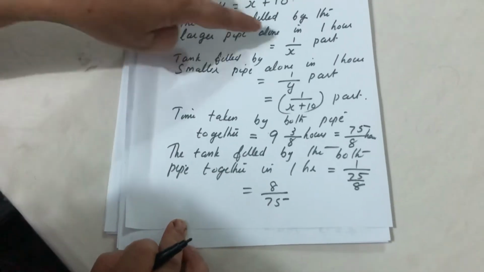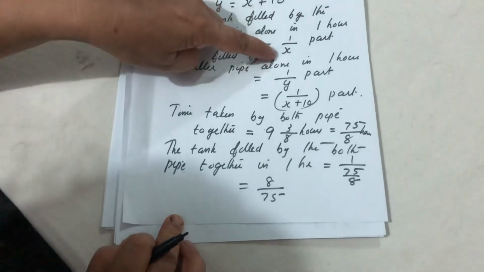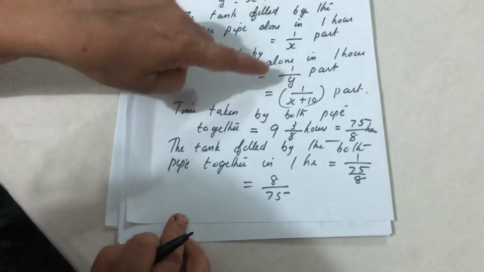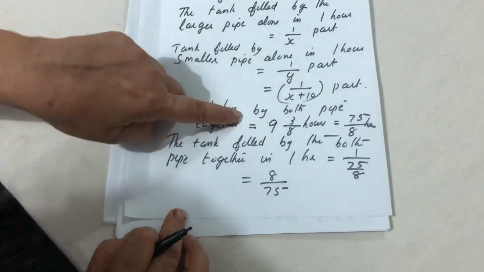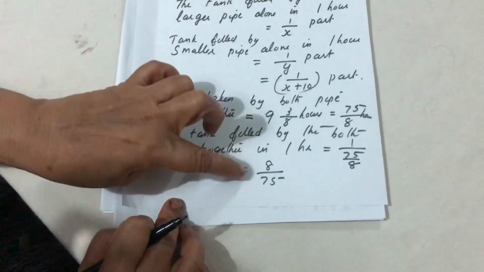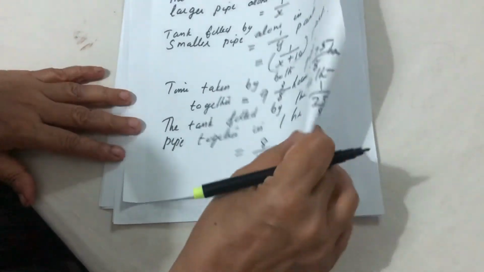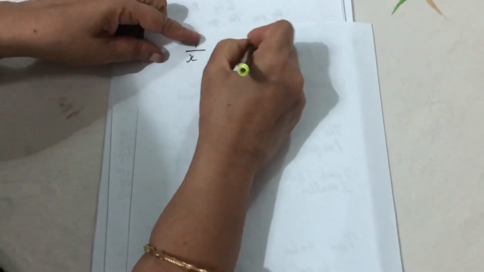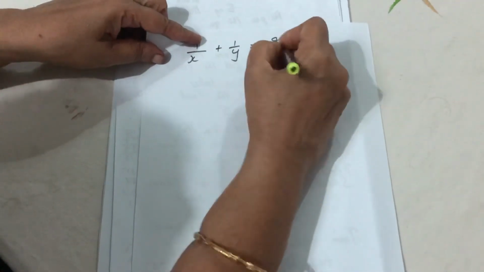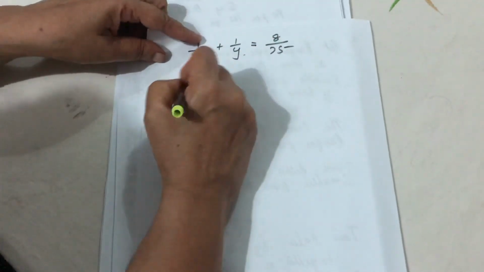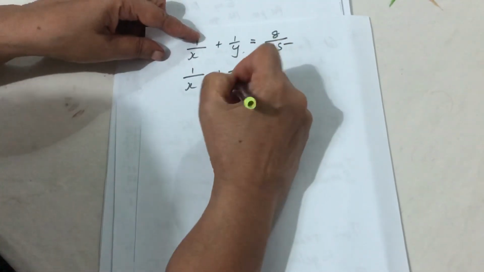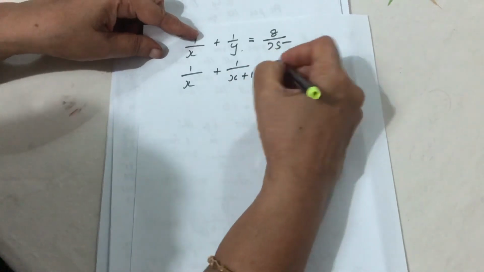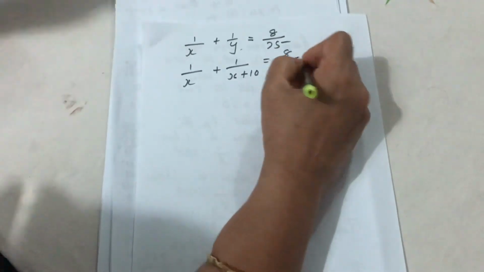When the larger pipe alone takes 1 hour, it is 1 by x. The smaller pipe alone, it is 1 by y. So when you add these two, you should get 8 by 75. That means 1 by x plus 1 by y is equal to 8 by 75. This y, we know, is x plus 10. So 1 by x plus 1 by (x plus 10) is equal to 8 by 75.